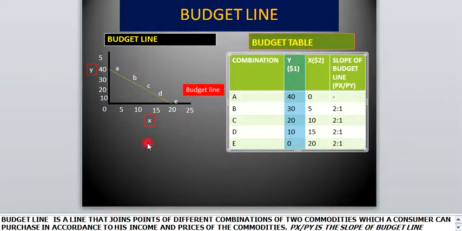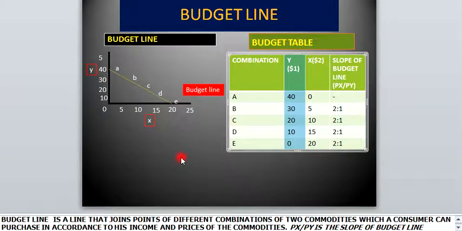And what is a budget line? Budget line is a line that joins points of different combinations of two commodities which a consumer can purchase in accordance to his income and prices of the commodities. So budget line is just looking at the different pairs of commodities which a consumer can afford based on the level of his income, what he can purchase. You cannot buy more than what you have. So what are the things you can buy? What are the things you can afford? That is the concept of budget line.